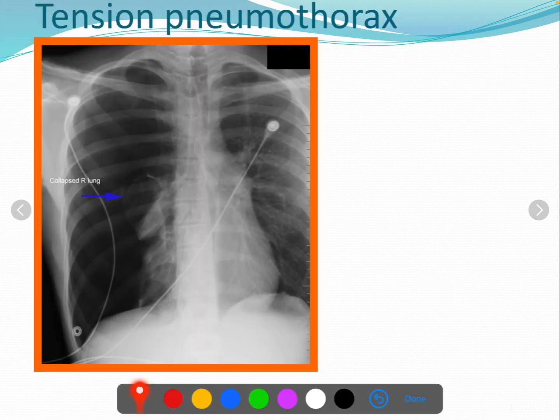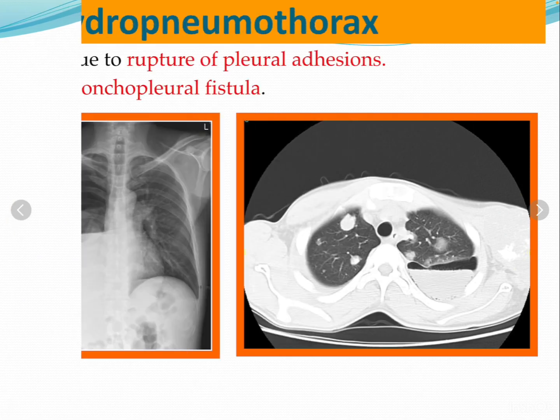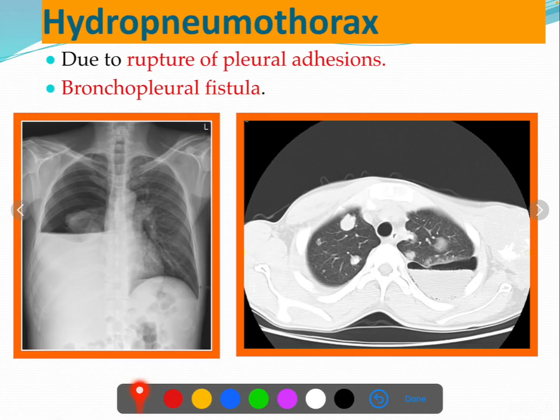Then they are talking about this chest X-ray of tension pneumothorax. This is right-sided pneumothorax, and this is the small right lung which is collapsed. Very, very important. This is the picture of hydropneumothorax. It is due to rupture of pleural adhesions and bronchopleural fistula. There will be this kind of picture. So we can see this is the right-sided hydropneumothorax, and this is the left-sided hydropneumothorax.